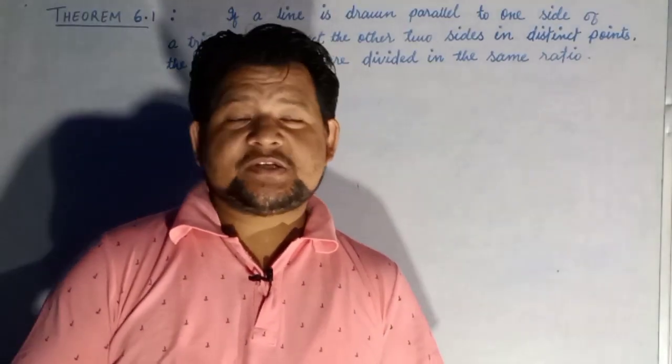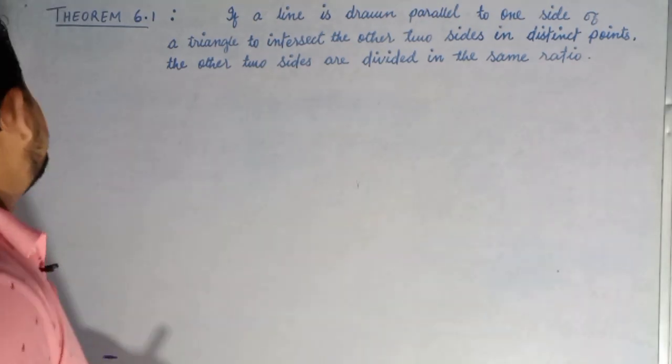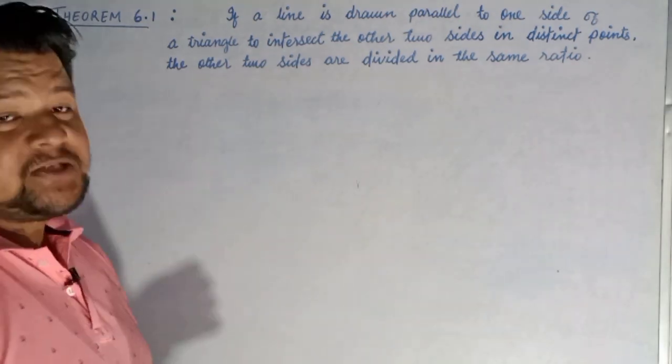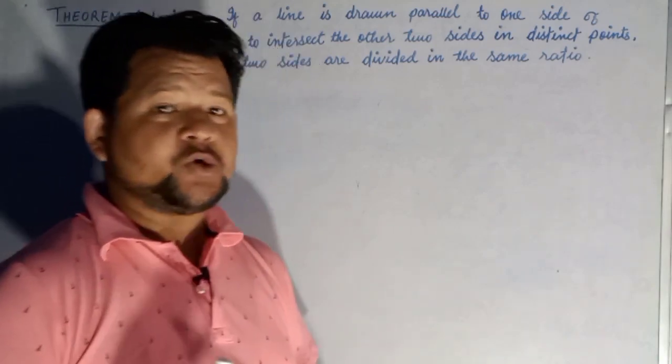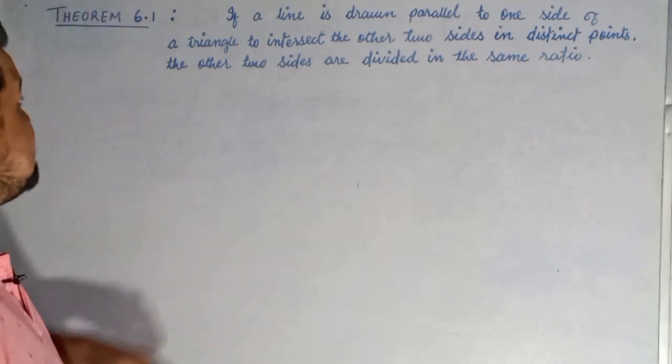Okay, students, today we shall be solving class 10 chapter 6 theorem 6.1. This is also called Thales theorem, or basically the Basic Proportionality Theorem. In short we say BPT. So now let us see what this theorem says.